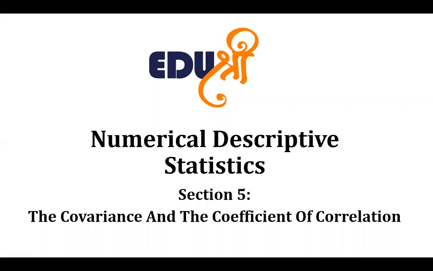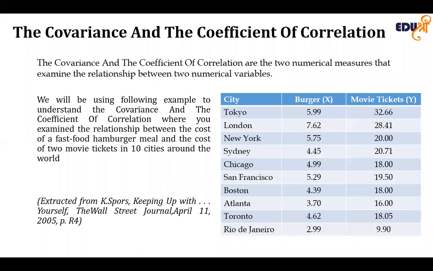This section presents two measures of relationship between two numerical variables. The two measures are basically the covariance and the coefficient of correlation. Let's examine the first one, that is the covariance. The covariance measures the strength of the relationship between two numerical values, that is x and y, and on the basis of that we define the sample covariance.